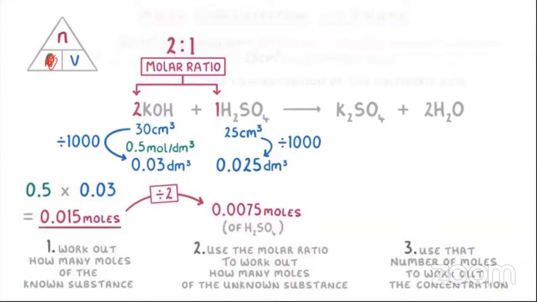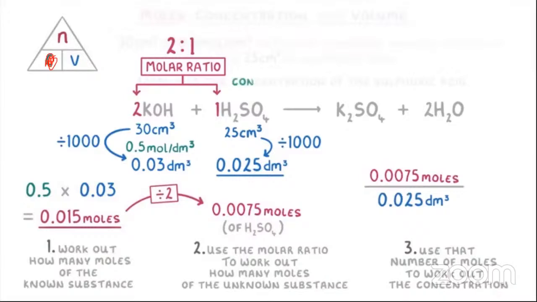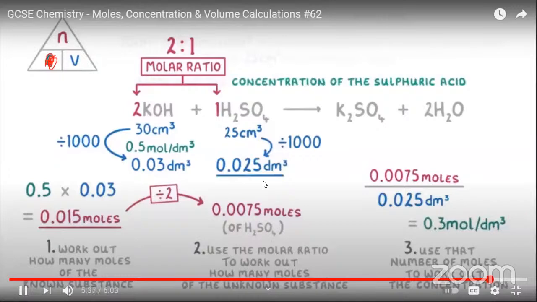And finally, we can move on to our third step, which is where we actually calculate the concentration using the number of moles that we just found and the volume that we were given in the question, which remember we converted here to 0.025 decimeters cubed. So we take our 0.0075 moles of sulfuric acid and divide it by the volume of 0.025, which tells us that the concentration of sulfuric acid is 0.3 moles per decimeter cubed.